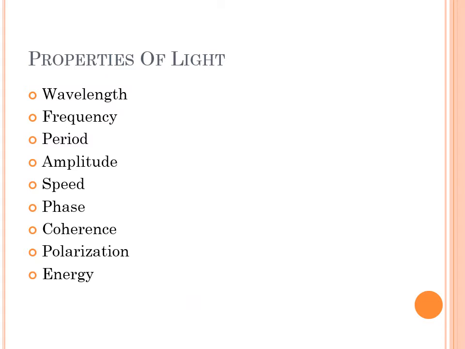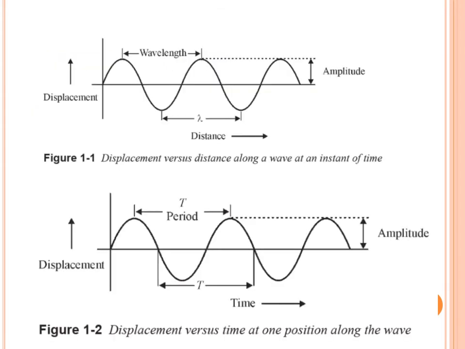So the properties of light that we're going to look at are the wavelength, the frequency, the period, the amplitude, the speed, the phase, the coherence, polarization, and energy. These two figures will show us the first 4 characteristics that we spoke about for light in the last slide: the wavelength, the period, the frequency, and the amplitude.